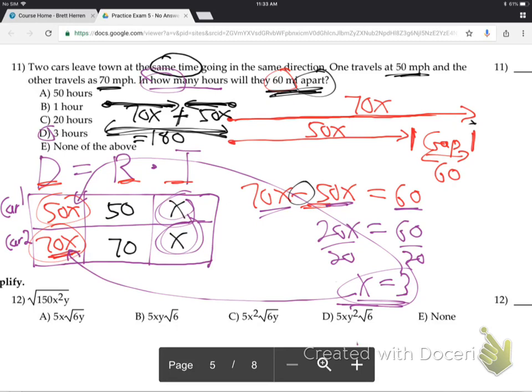So there's a difference between headed at each other. This guy's going to the right. This guy's going to the left. That's opposite directions, isn't it? Even though they're headed at each other, it would be 70x plus 50x equals 180. Opposite direction, add.